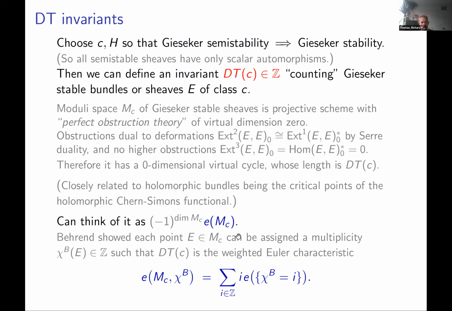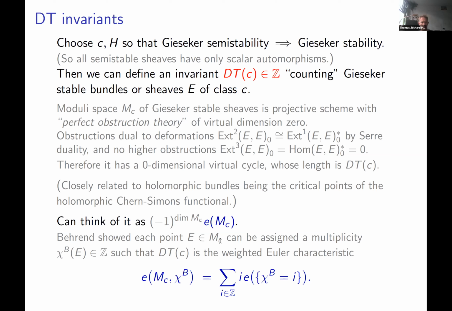And in fact, Behrend showed that every point of moduli space carries a certain multiplicity, a certain integer, which tells you how you should think of it. For instance, if your point is a fat point in moduli space, so it's a zero dimensional Artinian point of the moduli space, then this multiplicity is just the length of the local ring. So it tells you how fat the point is, and it tells you what that point should count as. And if you count your points of moduli space with this Behrend multiplicity, then that is the DT invariant. So the weighted Euler characteristic of moduli space, weighted by this multiplicity function, is the DT invariant. So this was proved about 10 years later, but it's a good way to think about the DT invariant.